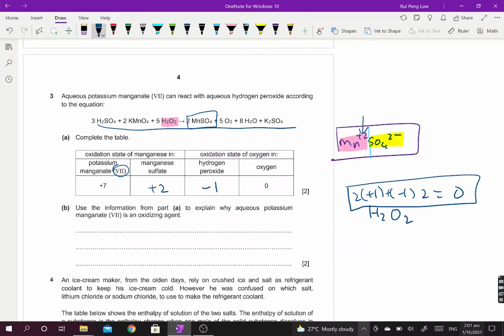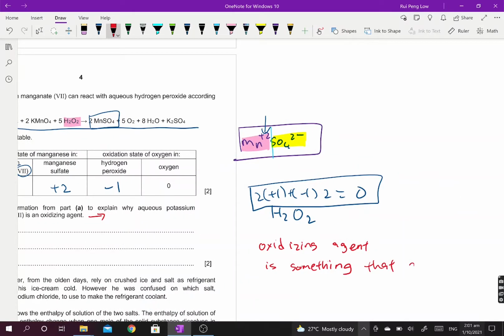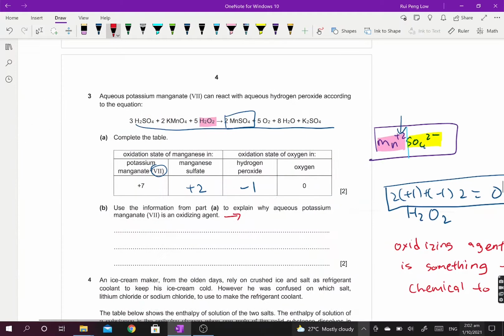Okay, part B. Using information in part A, explain why aqueous potassium manganate is an oxidizing agent. Okay, let's see. Most students will have issues with oxidizing agent. So what is an oxidizing agent? An oxidizing agent is something, some chemical, that causes another chemical to oxidize. Okay, so let's take a look.